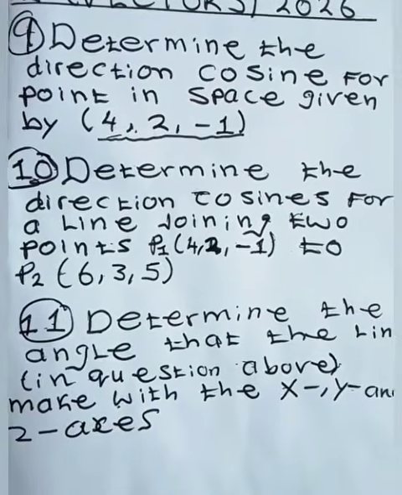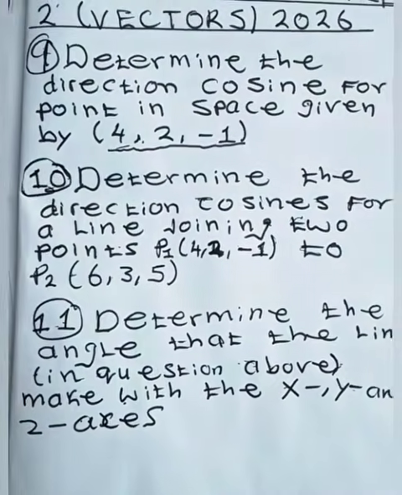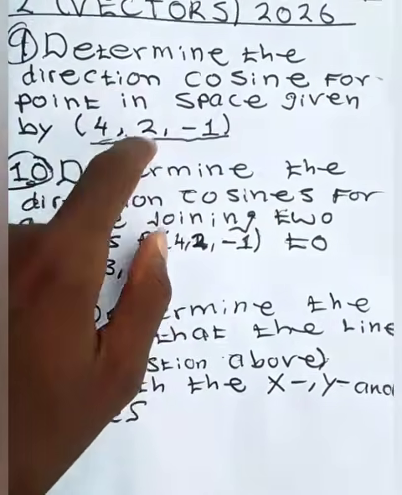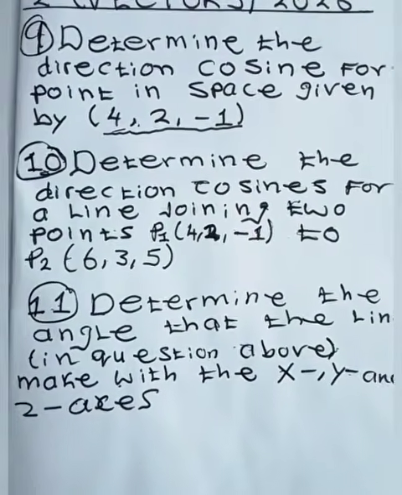Okay, so we go back to question 9. Determine the direction cosine for the point in space given by the vector. So let's solve this one. I'm sure by now you even know the formula to use.